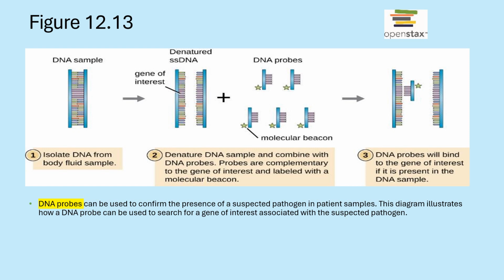So with DNA probes, you've done your work with your DNA, you have your sample, and you want to see if a particular gene is there. You make a probe that has a complementary base sequence to the gene of interest. Then you mix that, you denature, so you get single-stranded DNA, so the strands separate, and then you add your probes to the same solution.